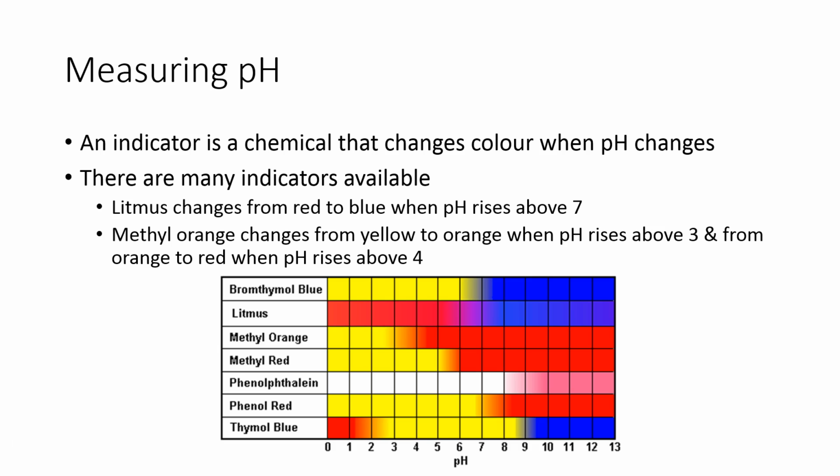Notice that it doesn't behave like litmus does at all. Methyl orange changes from yellow to orange when the pH rises above 3. So you can't use that color change necessarily to prove that something is a base. Methyl orange will also change from orange to red when the pH rises above 4. So again, you couldn't necessarily put methyl orange into something, find that it had turned red, and conclude it was a base, because it might be a very weak acid with a pH of 4.5 or 5, for example.